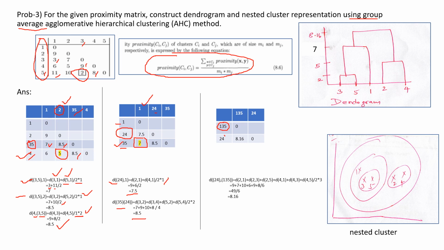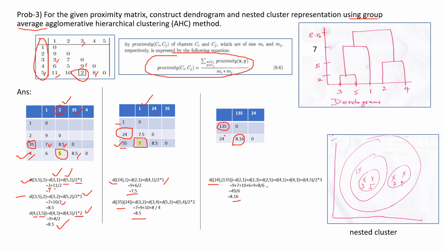Now your job is you calculate distance from 2, 4 to 1, 3, 5. How do you calculate? Distance from 2 to 1 plus 2 to 3 plus 2 to 5 plus 4 to 1 plus 4 to 3 plus 4 to 5 divided by the number of points. The number of points here was 6, so it will be 6. Okay, you will get 8.16. So this is what you got here.